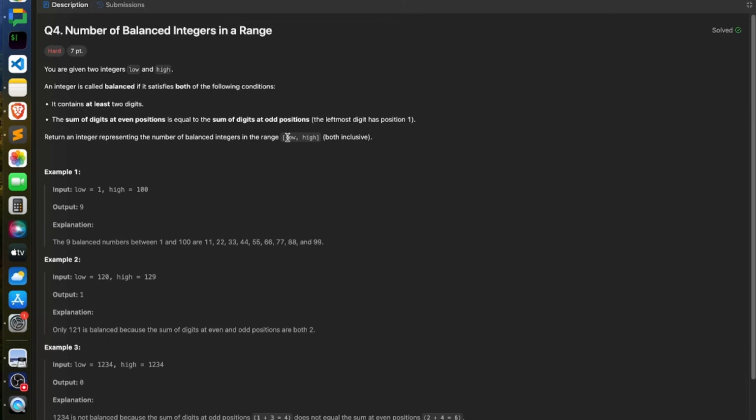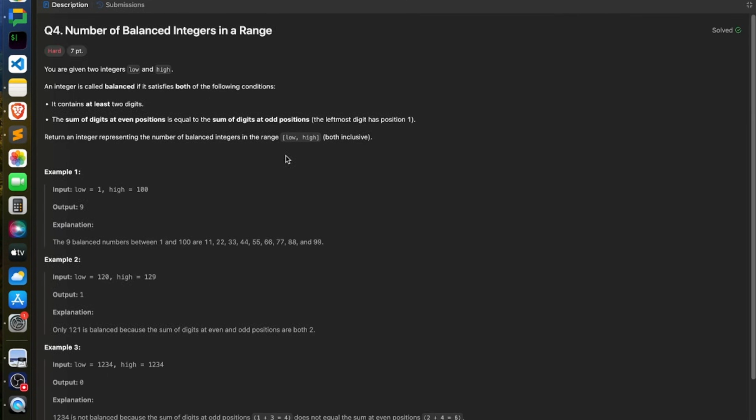So from this range low to high, we have to find out how many balanced integers there are, and each balanced integer satisfies two conditions. First, it must have at least 2 digits, and the sum of digits at even positions must be equal to the sum of digits at odd positions, right?